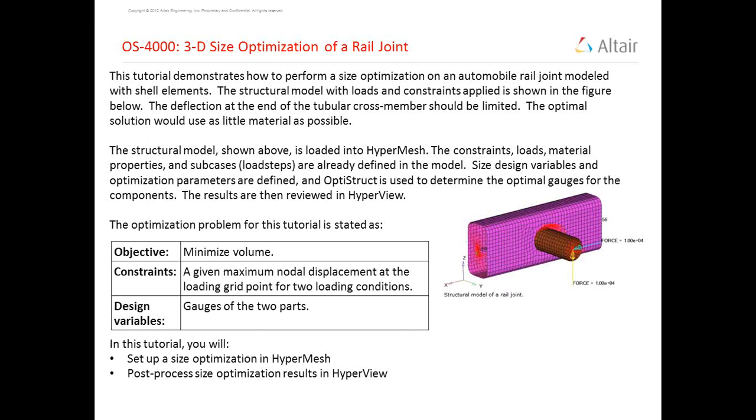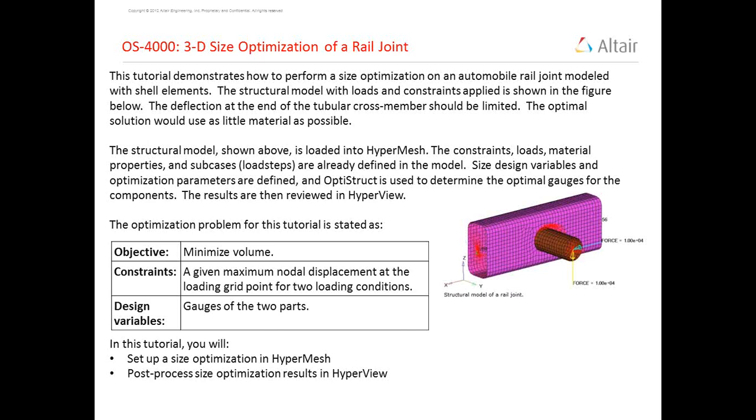The structural model shown below is loaded into HyperMesh. The constraints, load, material, properties and subcases are already defined in the model. Size optimization, size design variables and optimization parameters are defined, and OptiStruct is used to determine the optimal gauge for the component. The results are then viewed in HyperView.